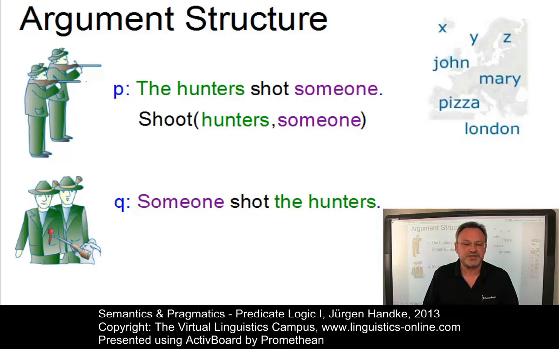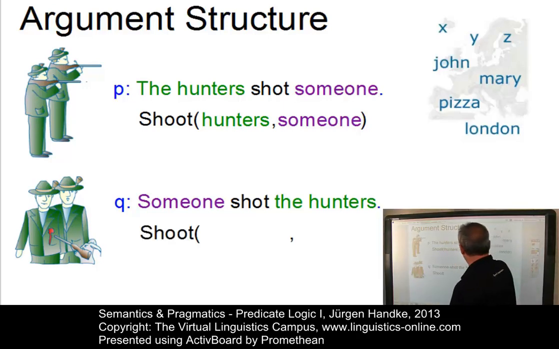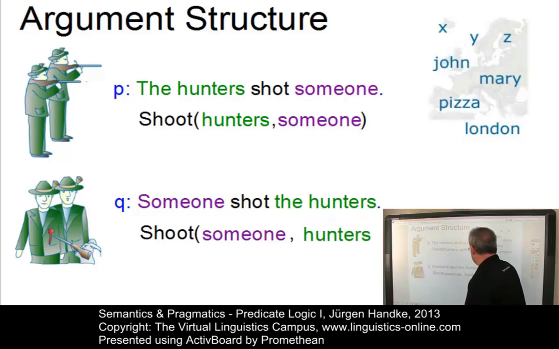Well, this different state of affairs is represented in the order of the arguments of the predicate shoot. So in order to represent this adequately, we would have to swap the arguments, and this is our new predication. Same predicate, same arguments, but different order of arguments. So the order of the arguments of a predicate is highly influential with regard to the meaning of a predication.